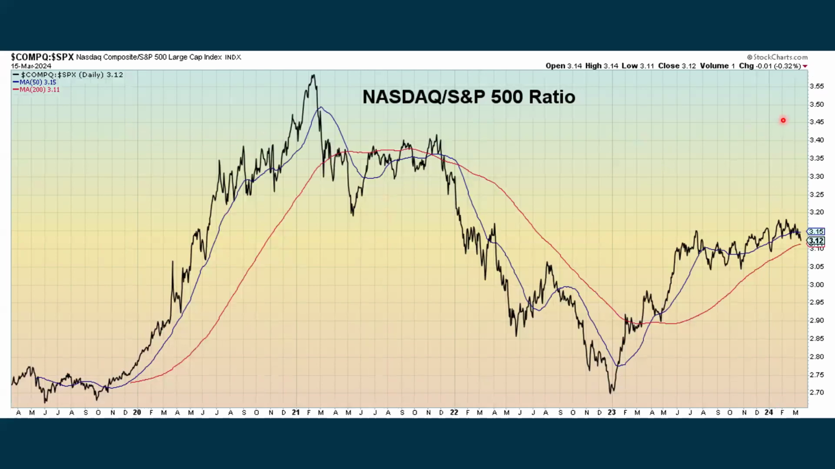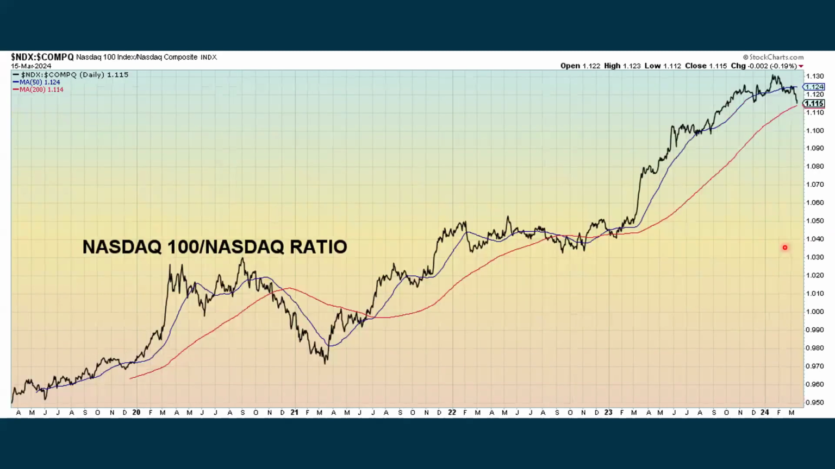The NASDAQ and the S&P 500 both have been doing quite well. The NASDAQ is coming off recent all-time highs, as is the S&P 500. But as we're seeing a little bit of weakness in tech, this has been coming down, even though the NASDAQ is still outperforming in the longer term. The NASDAQ 100 and the NASDAQ both have been doing really well, but lately the NASDAQ 100 has been underperforming, even though in the longer term it's outperforming.